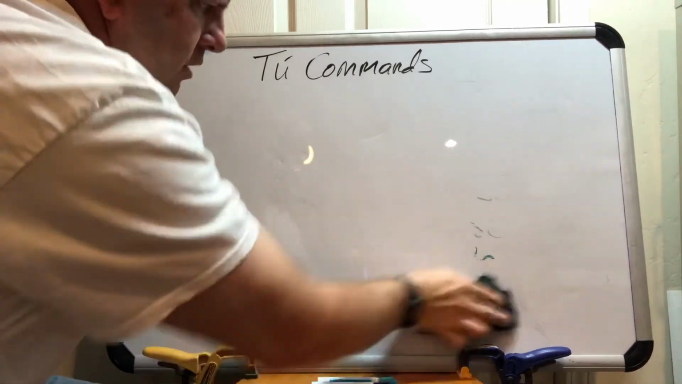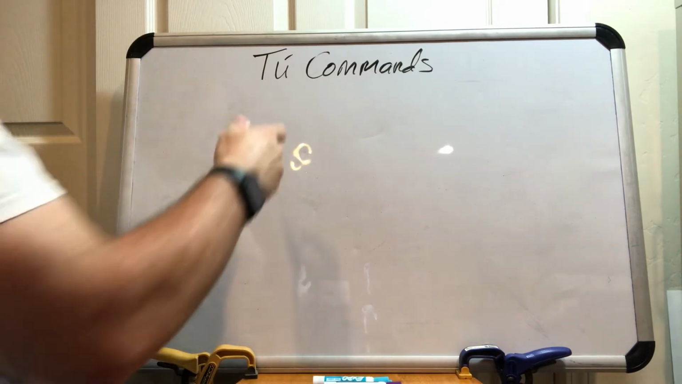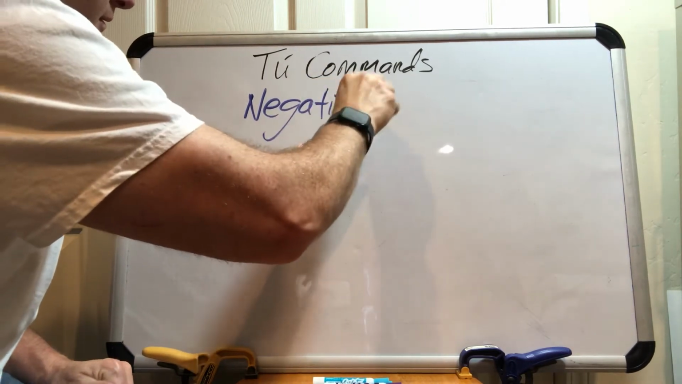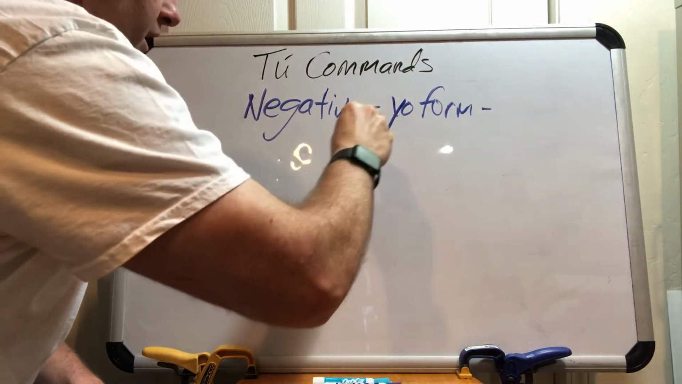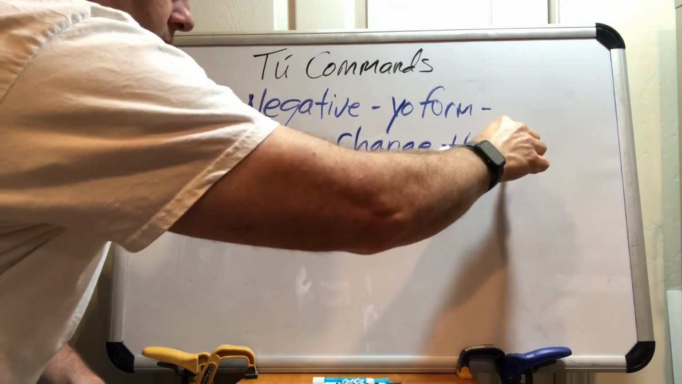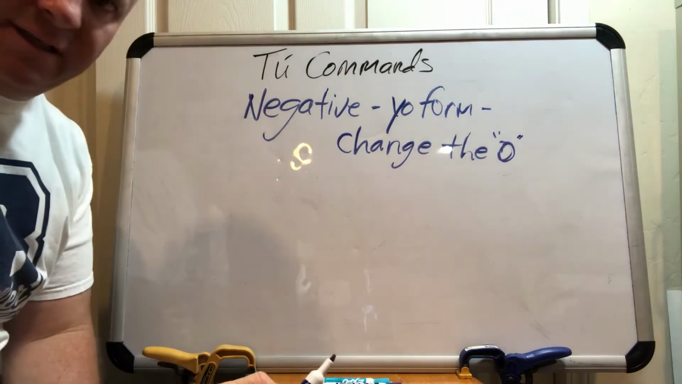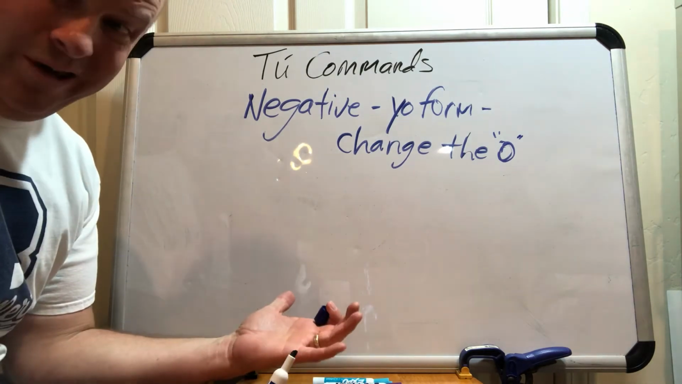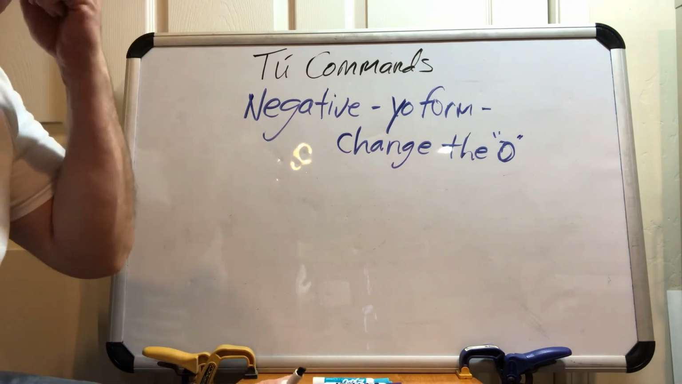Okay, so remember these are where you take the yo form and then you change the O. So let's go to commands negative. The yo form. Then we're going to change the O. And I don't think we had any irregulars last time. We do have a couple this time. But for the most part, even though the yo form is weird sometimes, like poner is pongo, you still use pongo, change the O to AS, pongas, okay?